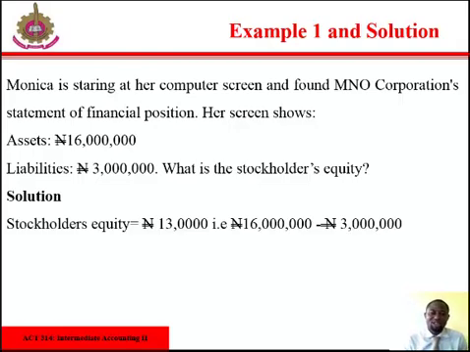Solution. Stockholders' equity, as described above, is the difference between the assets and liability. When you deduct liability from assets, you get the stockholders' equity. From this simple example, we found out that the asset of 16 million naira less the 3 million naira of liabilities gives us 13 million naira as stockholders' equity.